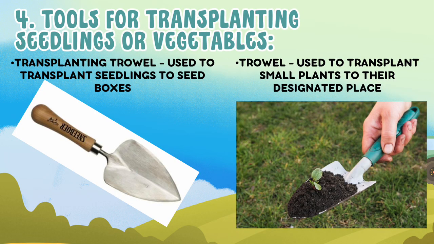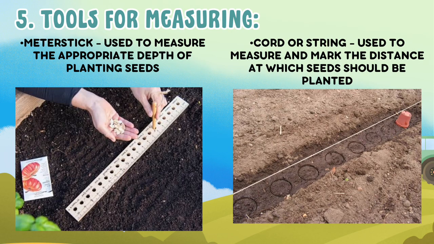Number 4 is tools for transplanting seedlings or vegetables. We have transplanting trowel, used to transplant seedlings to seed boxes. Next is trowel, used to transplant small plants to their designated place. For number 5, these are the tools for measuring. Number 1. Meter stick, used to measure the appropriate depth of planting seeds. Number 2. Cord or string, used to measure and mark the distance at which seeds should be planted.